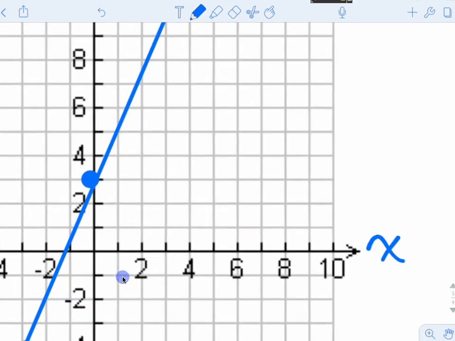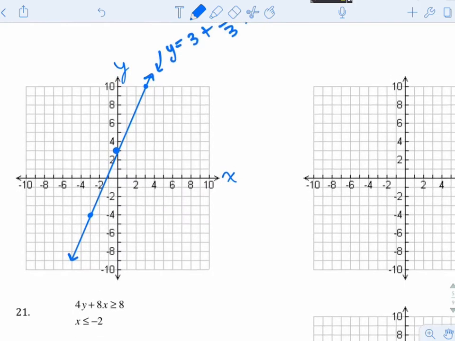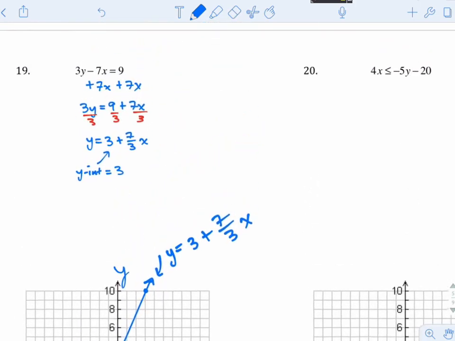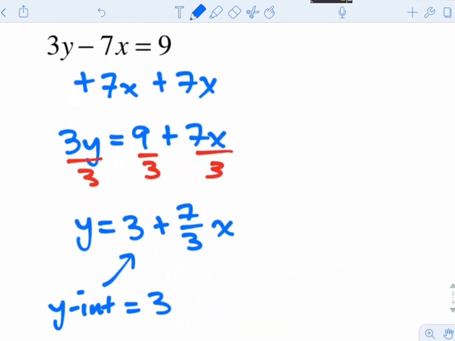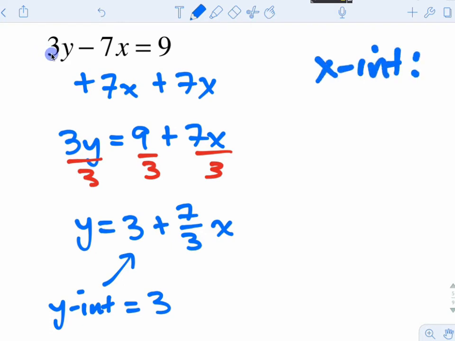It looks like it's almost -1, but you know what? Let's not eyeball it. Let's actually find it for real. And to do that, let's use the equation. And you know what I actually like to do? Use the original equation to find the x-intercept. Right? The x-intercept happens when y is 0. You can just kind of get rid of that, -3y. If you want to find the x-intercept, when y is 0, you just get -7x equals 9. And hopefully, that's not so bad.